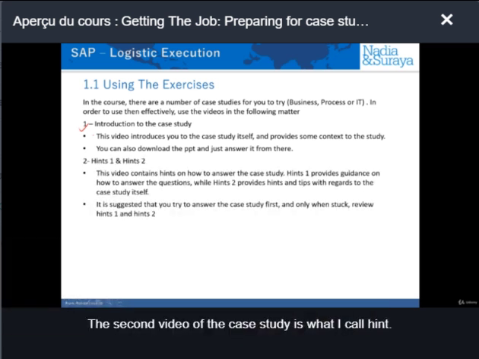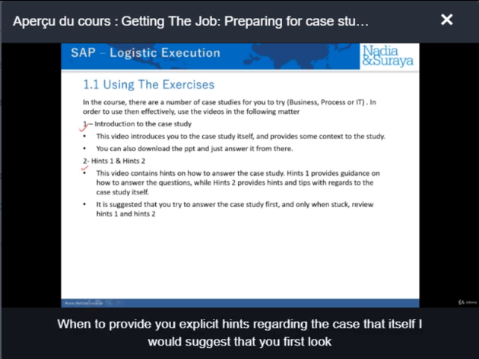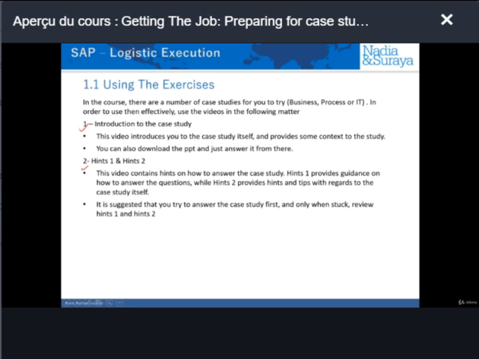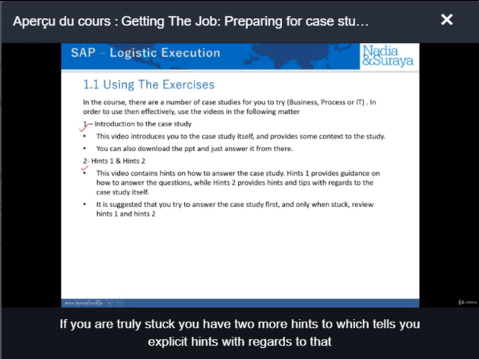The second video of the case study is what I call Hint 1 and Hint 2. Hint 1 provides a guidance on how you answer the question. Hint 2 provides you explicit hints regarding the case study itself. I would suggest that you first look at Hint 1 and see the guidance, and then maybe try to answer the case study. If you're truly stuck, you have Part 2 or Hints 2, which tells you explicit hints with regards to that case study.